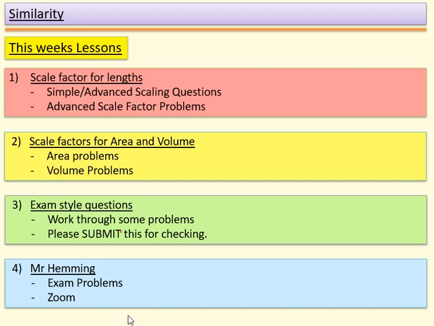Hello everyone. This week we are going to be looking at the topic of similarity, and I'm going to give you a quick rundown of what we're doing this week. I'm going to try and keep this video short, so I will be talking quite fast.